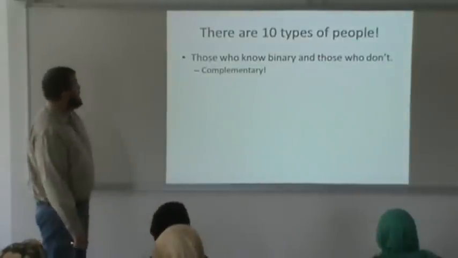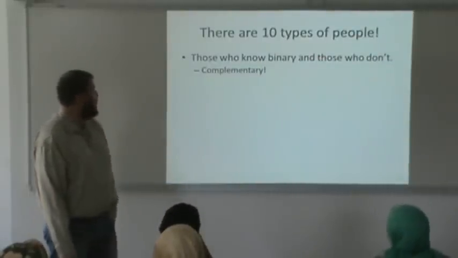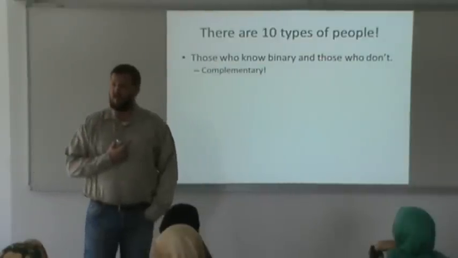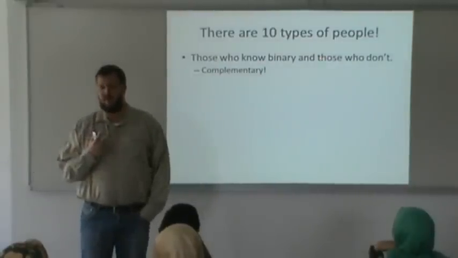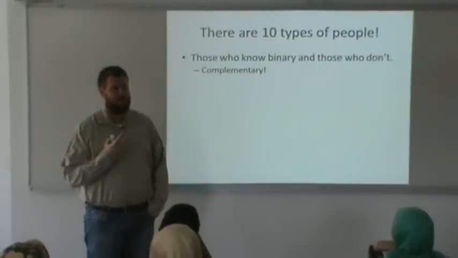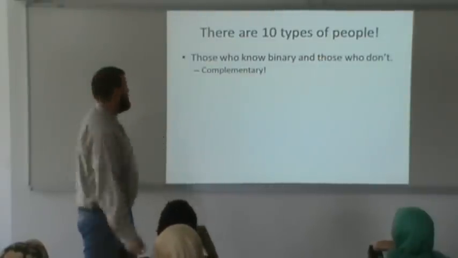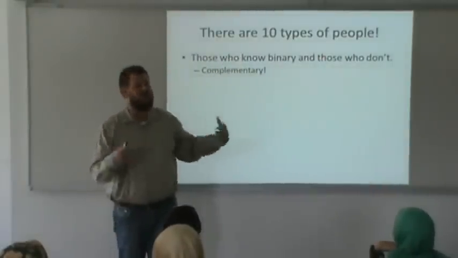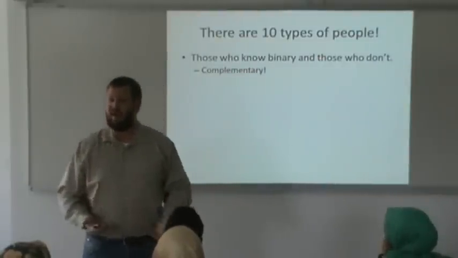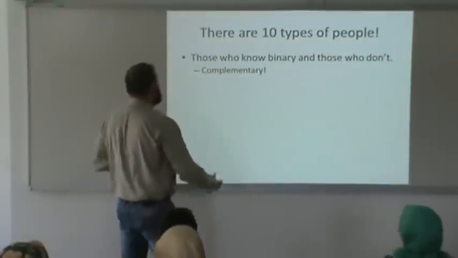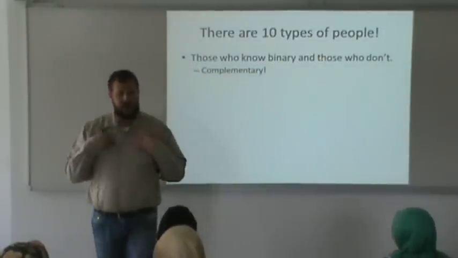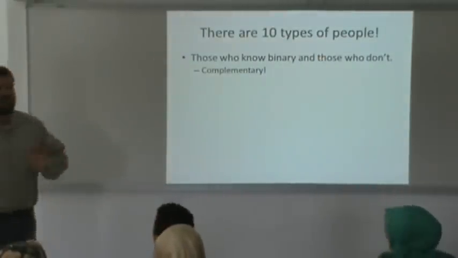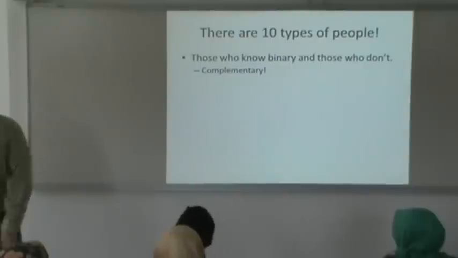There are 10 types of people, those who know binary and those who don't. You guys get this? 10 is binary for 2. Not very funny. Okay, so it's not that there are 10 types of people, there are 2 types of people, but I've written 2 in binary. So if you knew binary, this was funny. If you didn't know binary, maybe not so much. Anyway, this is complementary. I know binary. She looks like she knows binary. The rest of you maybe don't. So there are those who know binary and those who don't.